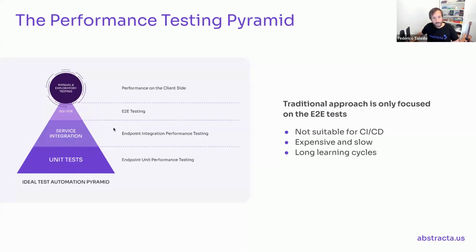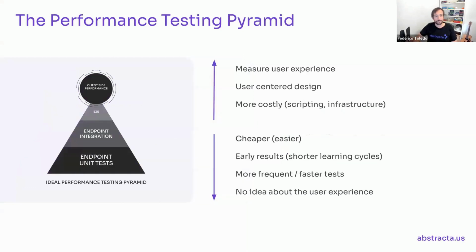Why is this combination of strategies important? Well, because the end-to-end tests are not suitable for continuous integration and continuous delivery. They are very expensive, they are slow, and the learning cycles are really long. So this is why we need to do some other activities apart from the end-to-end performance test. So here you can see the ideal performance testing pyramid, right?